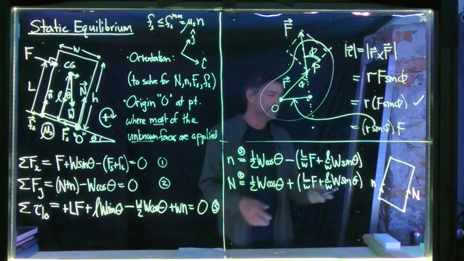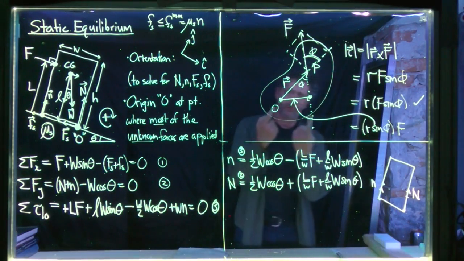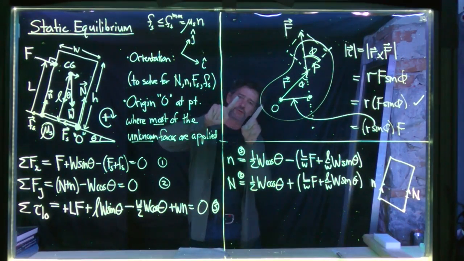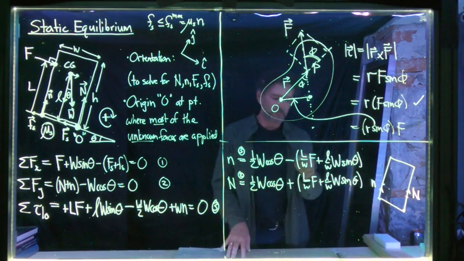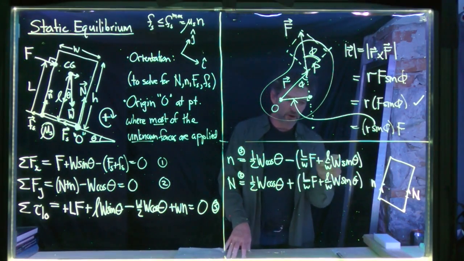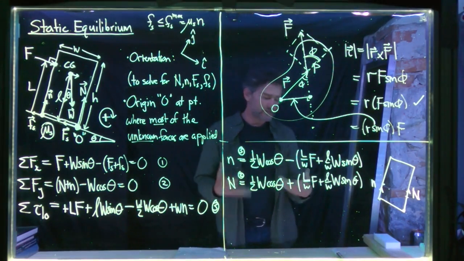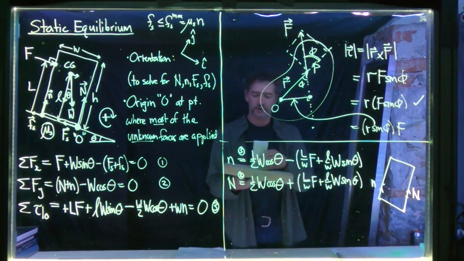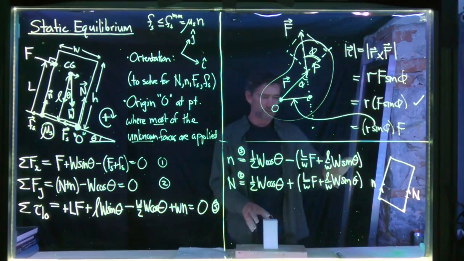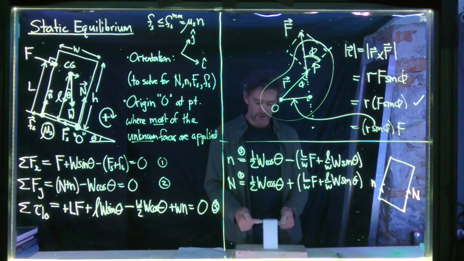And so you can see that the difference between these two normal forces, this one bigger, this one smaller, gets bigger the bigger either this is or the bigger either this is. Okay? And so the bigger F is, if we have it horizontal like this, so theta is equal to zero, that drops out. When I apply no force, the normal forces are of the same magnitude.